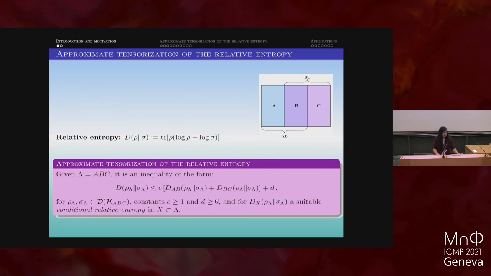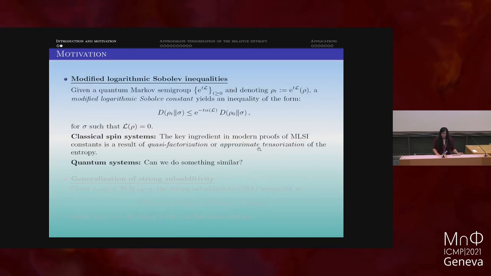I just mentioned these conditional relative entropies, and this is something that needs to be defined in each particular case. So we will see now how we do that. But before going to that, I want to give some motivation for our interest in this problem. It comes actually from the study of quantum many-body systems, and in particular, from the study of the speed of convergence of certain thermal evolutions to their equilibriums.